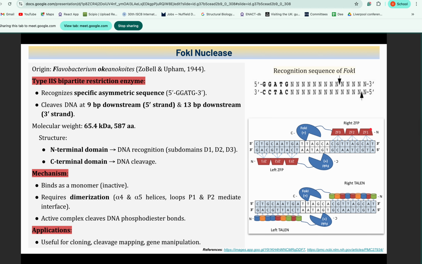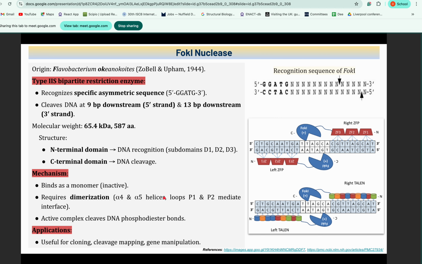So for these FOC1 nucleases, if only the monomer is present, monomer means single chain. So this is the monomeric unit. It cannot function, it is inactive. So it requires a dimeric unit. That means it requires 2 chains of the FOC1 nuclease to bring about this nuclease activity. And these are the helices which are involved.